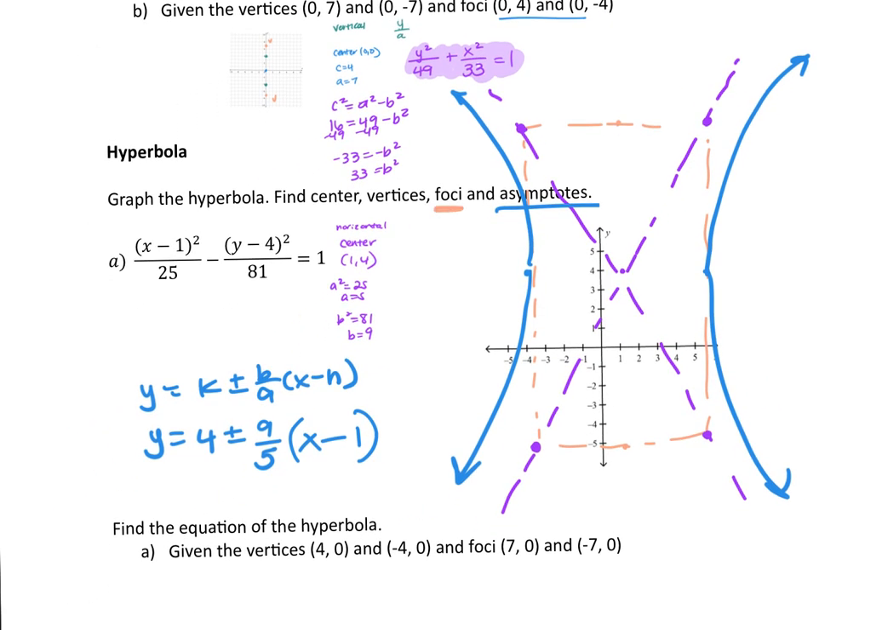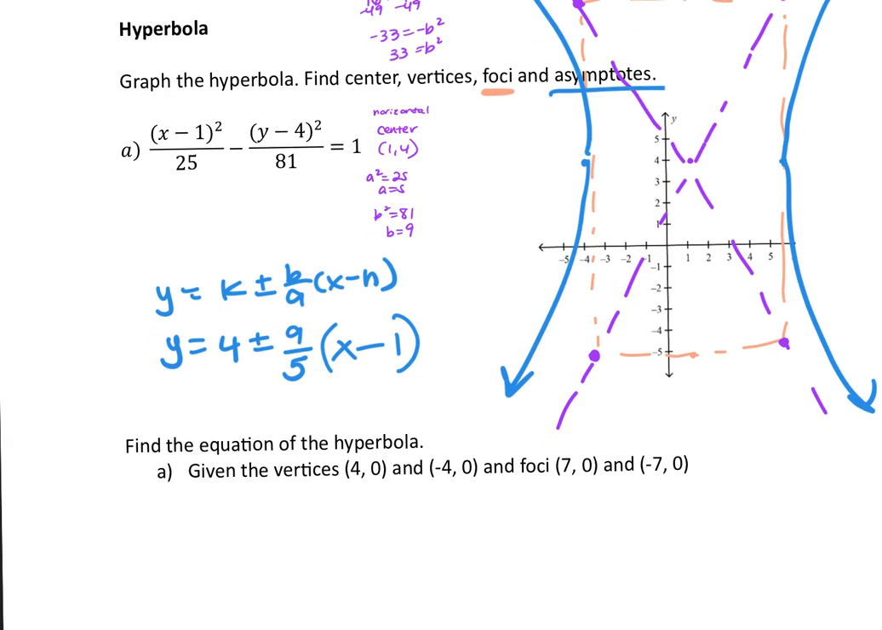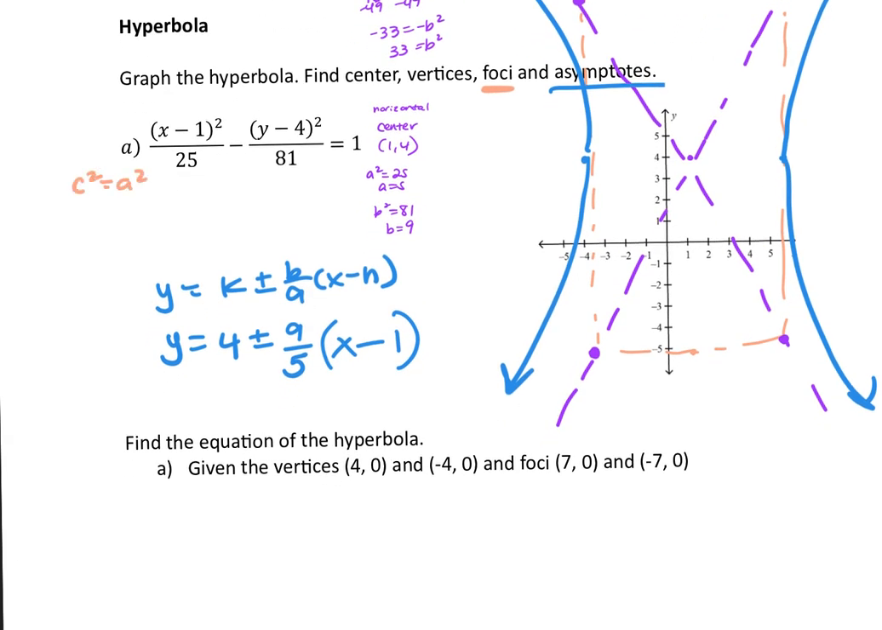The foci, I need my c for. So c squared equals a squared plus b squared. C squared equals 81 plus 25. Actually, I just reversed that. Let me reverse it: 25 plus 81. C squared equals 106. C would equal the square root of 106. That's 2 and 53, which doesn't go any further.